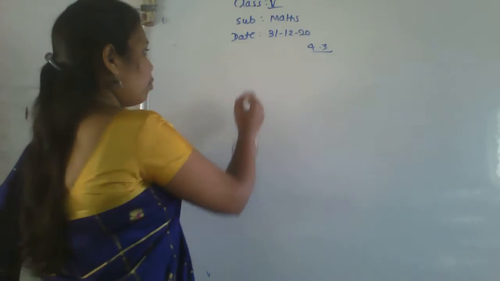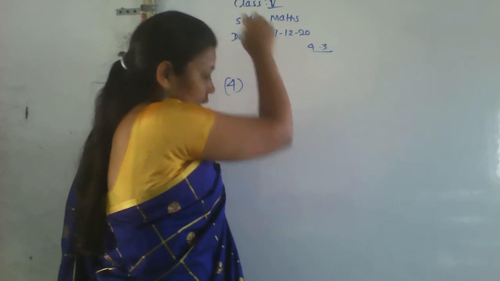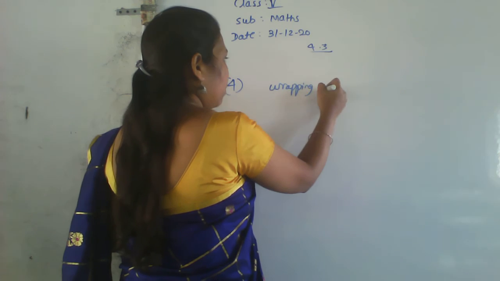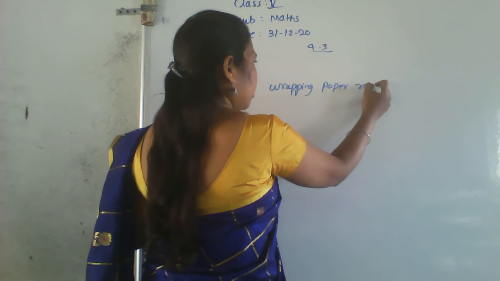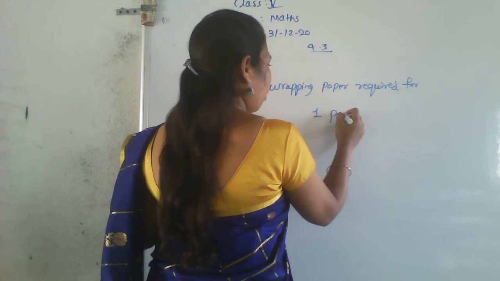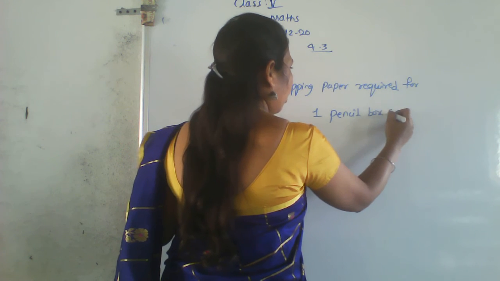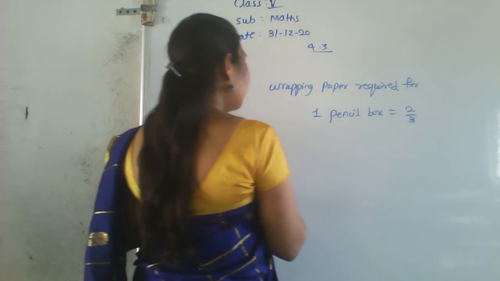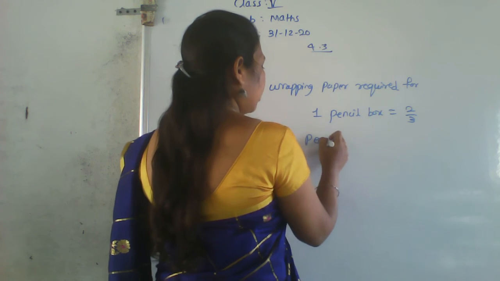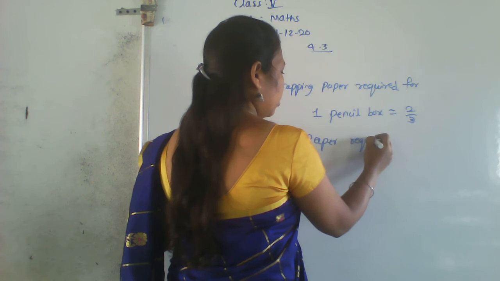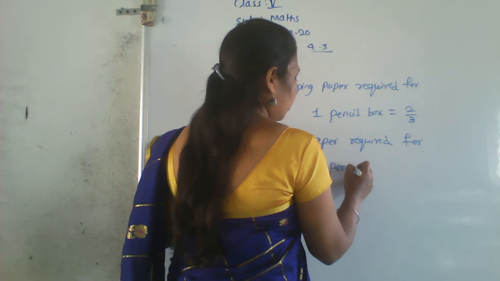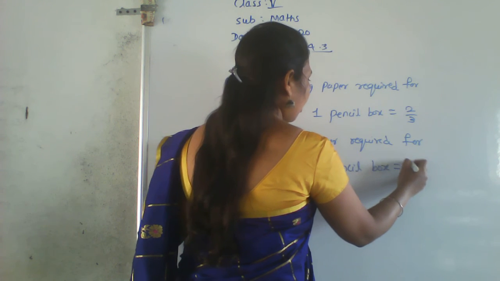Okay, so write the fourth one. Wrapping paper required for one pencil box is equal to how much? 2 by 3. Next, we need to find the wrapping paper required for 15 pencil boxes, that is equal to question mark, right?